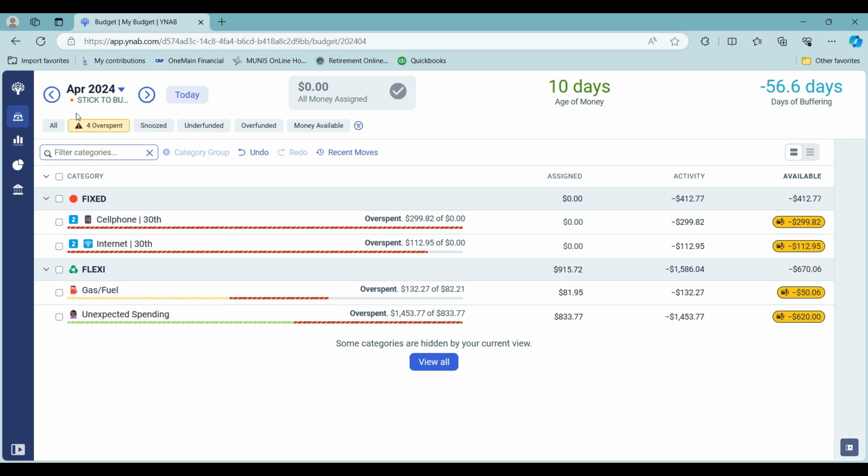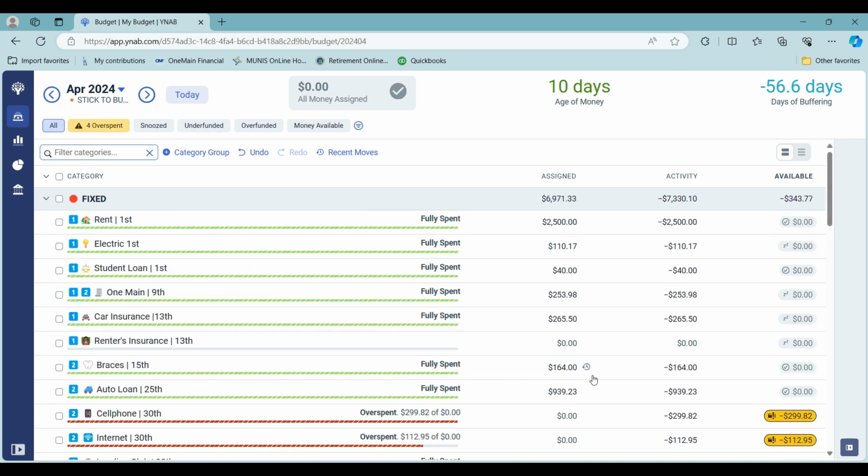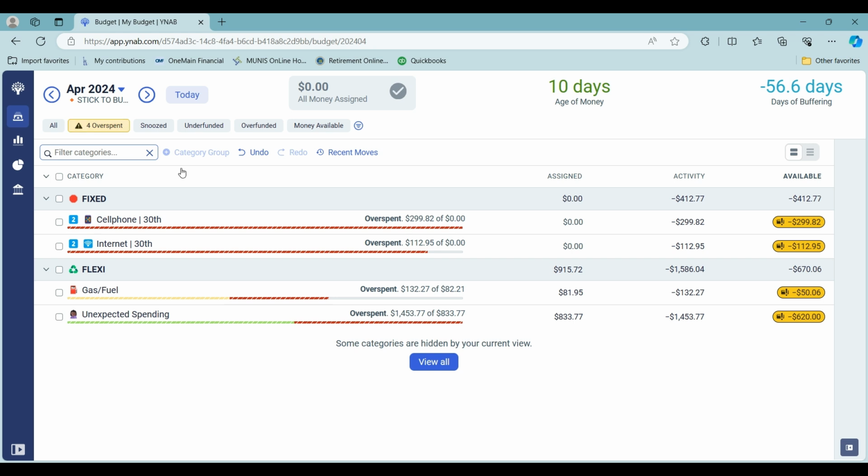All right, so now let's go in and see. There are 4 overspend categories that I can't do anything with. I can't touch them, can't do anything with it. We'll let it sit.